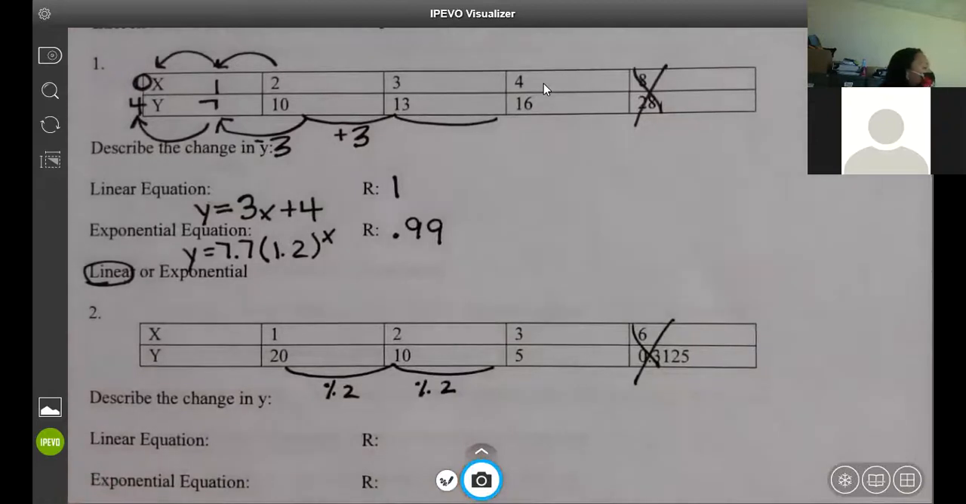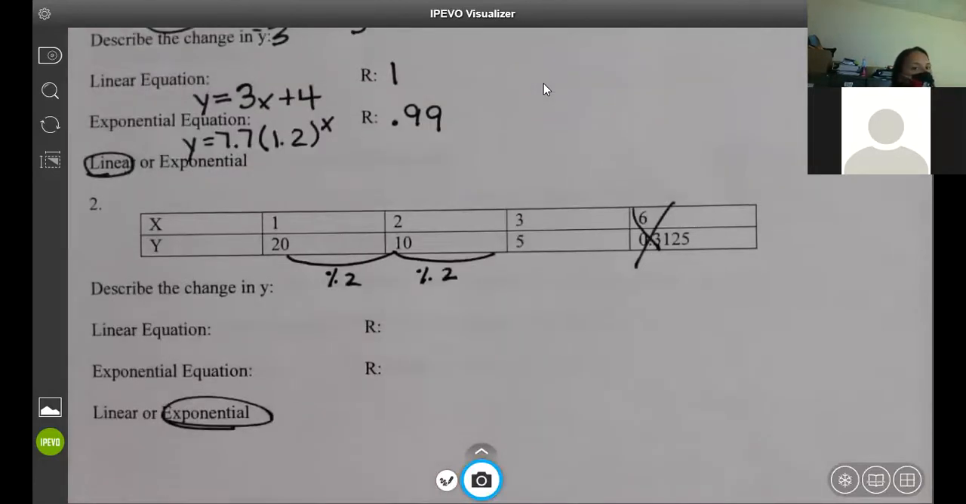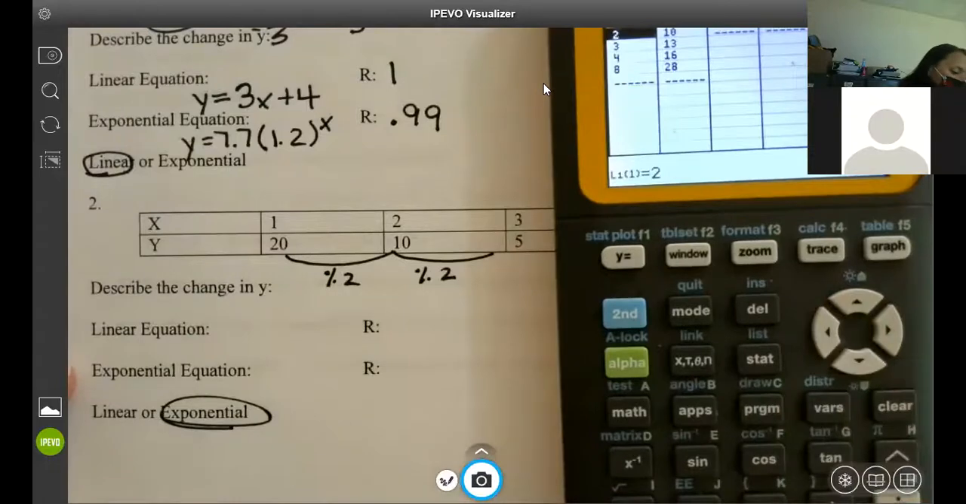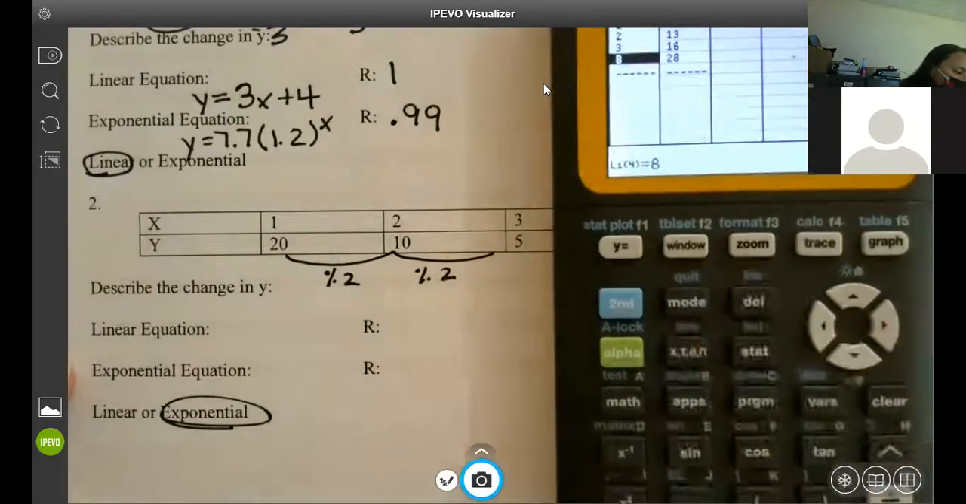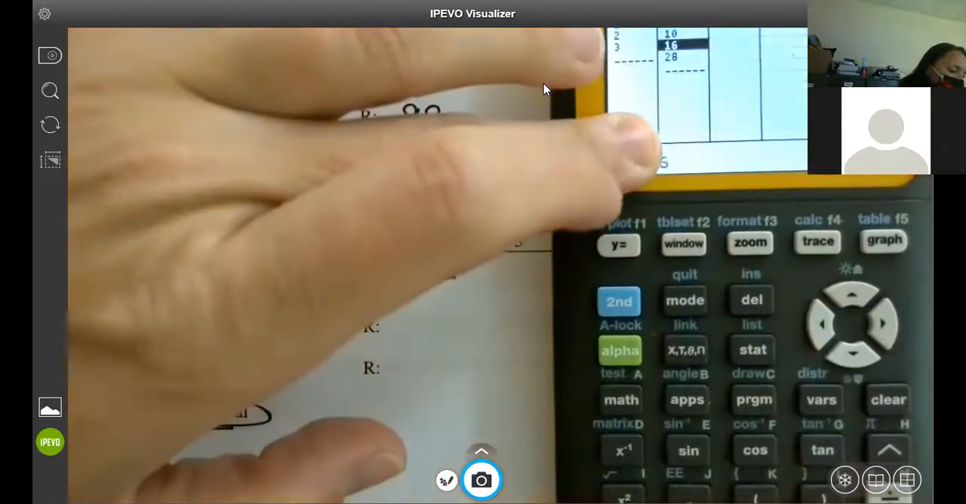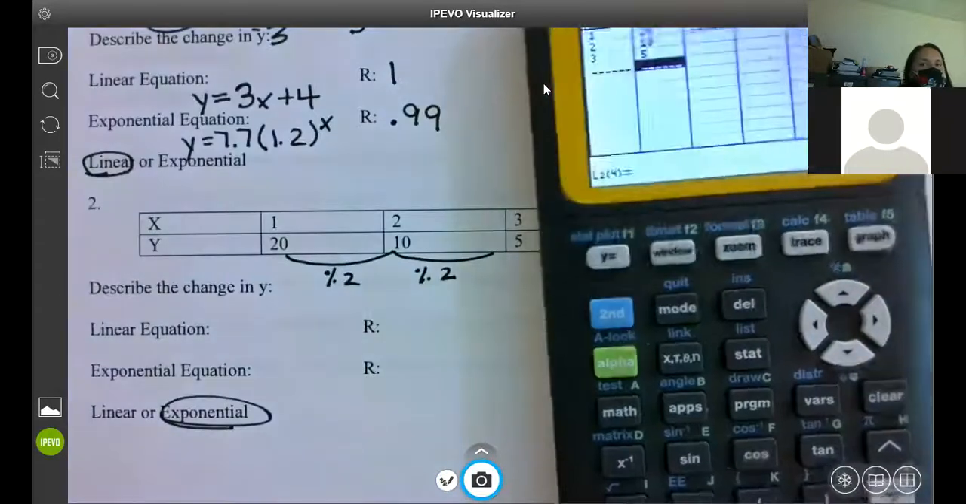Is everybody good? So is that going to be linear or exponential? It's going to be exponential. Okay. I just circled exponential. So then we're going to put it in our calculator. Like I said, you don't have to put all of them in there. You can just put the first ones. 1, 2, 3. We can delete that one out. 20, 10, 5. Delete that one out.